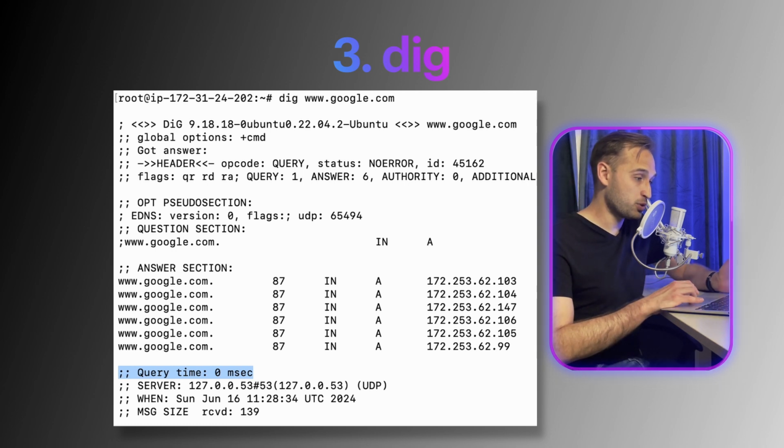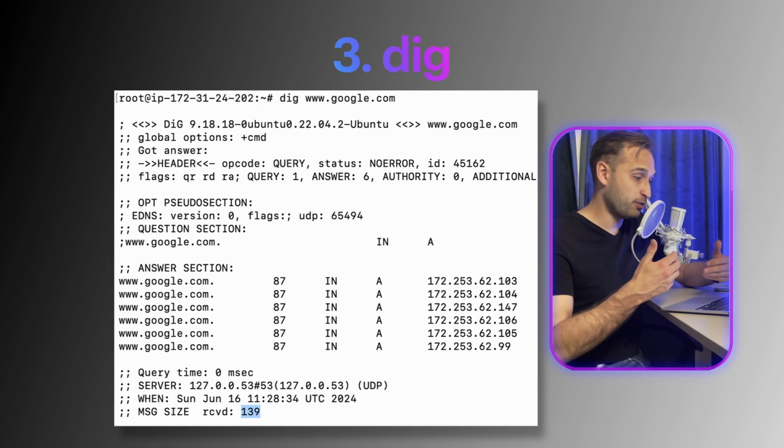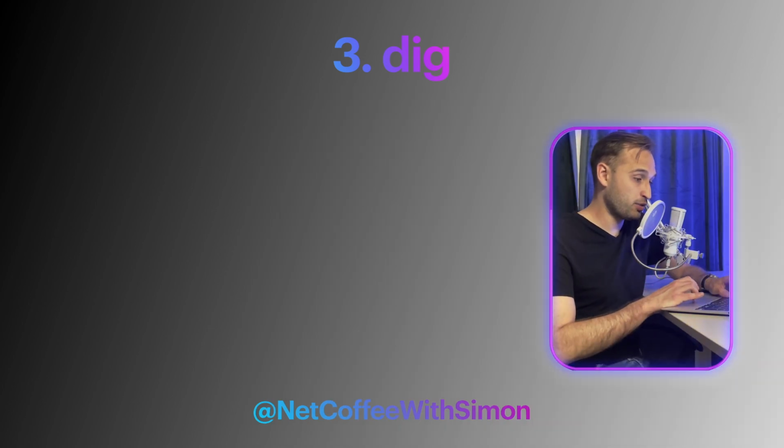We also have the used server, so the query was resolved using the local DNS resolver, which is 127.0.0.53, which is the systemd-resolved service on Ubuntu. Then we also have a query time and data message size. So we can see that this is a very powerful tool when it comes to DNS troubleshooting. We can also do a reverse DNS lookup with that tool, which finds the domain associated with the IP address.